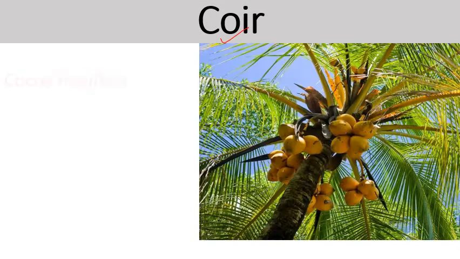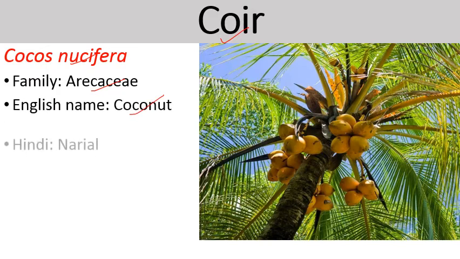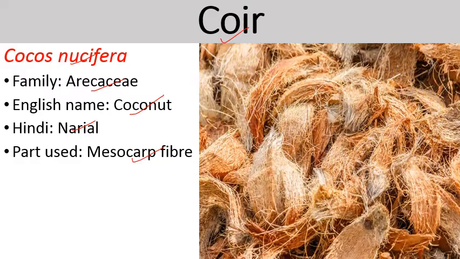Next comes coir. Coir is a term used for the fiber of coconut. Its botanical name is Cocos nucifera, family is Arecaceae, English name is coconut, Hindi name is nariyal. The part used is mesocarp fiber, and this fiber is known as coir.